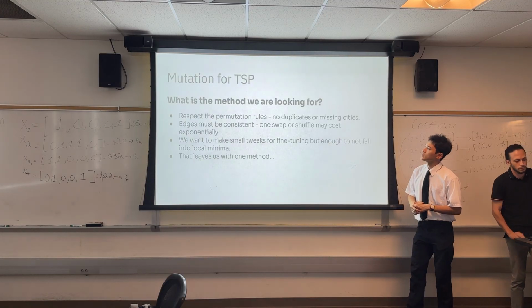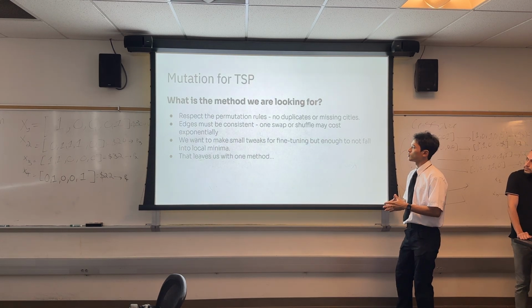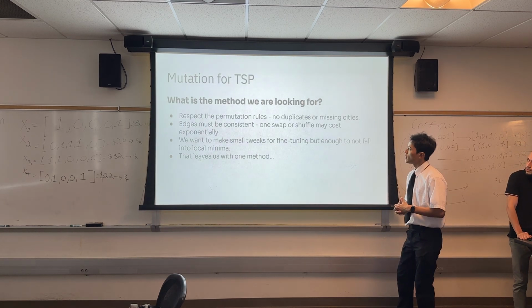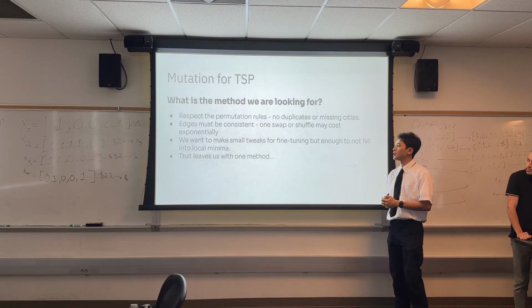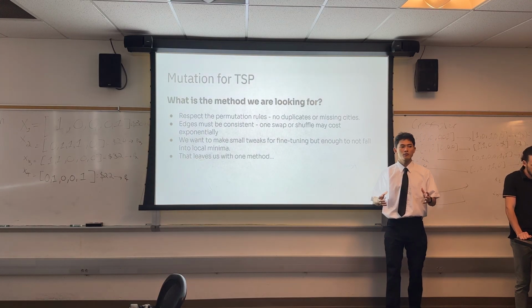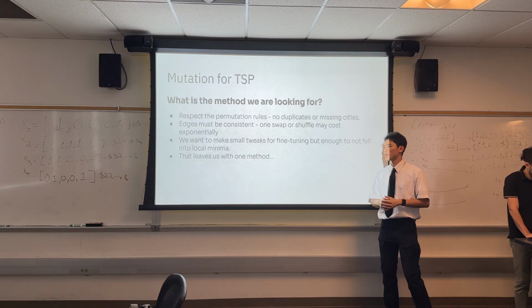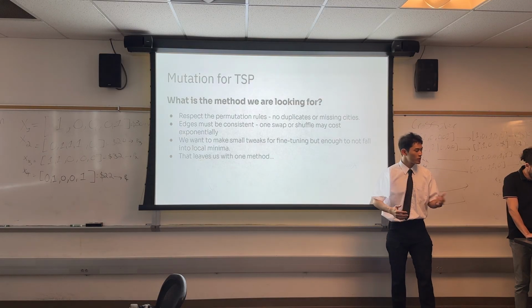And then for mutation, we need something that is also permutation friendly, and the edges must be consistent. And we need to make sure that we only make very small tweaks. We don't make too big of a tweak, because if we just move the routes, immediately the distance can be extremely changed, and then basically just mess up the whole order.